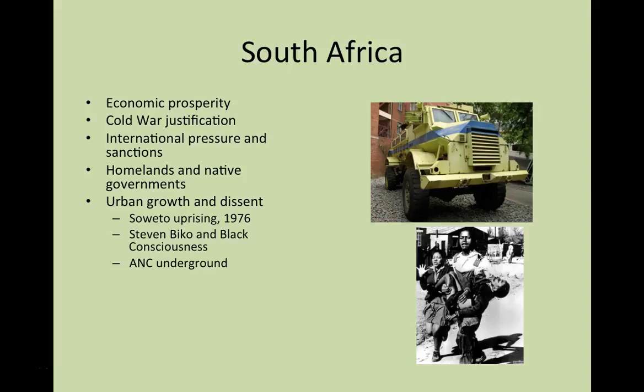Well, Biko was arrested actually a couple of years before the Soweto uprising, and was beaten to death in police captivity. I should say the image on the top here is of what's known as the Casspir vehicle, which was a police vehicle used during apartheid. These things are pretty large and pretty scary. They're basically moving police tanks, armored vehicles.